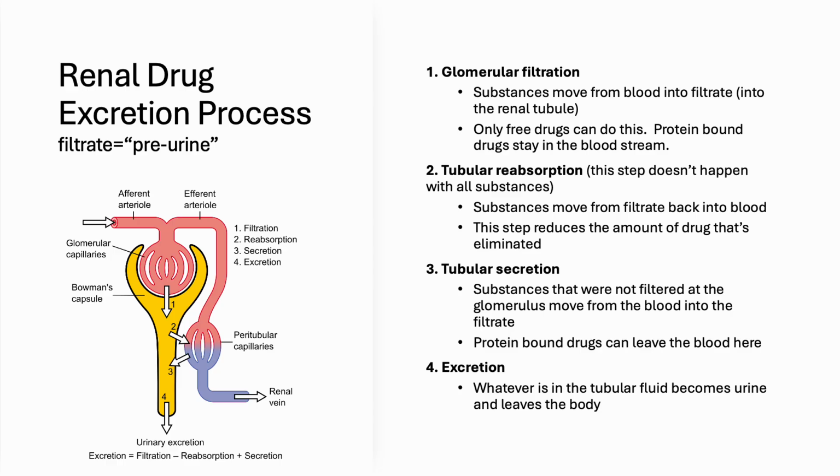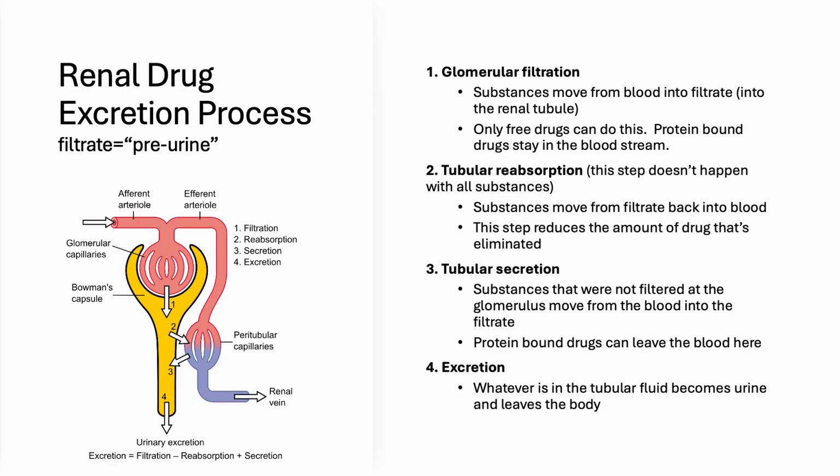What happens next? Sometimes what happens next is that substances are pulled back from the filtrate back into the bloodstream. This doesn't happen all the time with all substances, but that's what reabsorption is. It's the body deciding, hey, I was going to pee this out, but actually I'm going to bring it back into the bloodstream. This step obviously reduces the amount of drug that's eliminated. Tubular secretion is another step that can happen. So substances that were not filtered in step number 1, for example, the protein-bound drugs, they can move further into the glomerulus and go from the blood into the filtrate. So protein-bound drugs can leave the blood here.